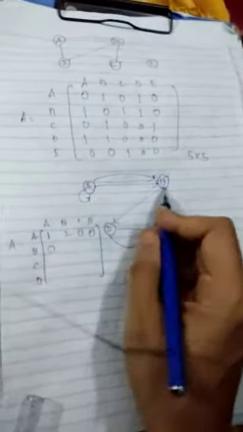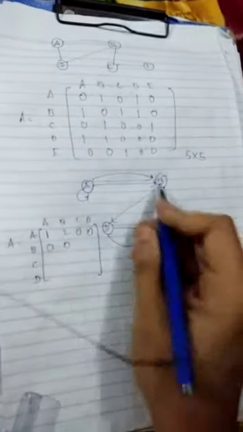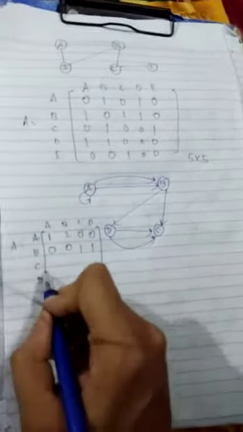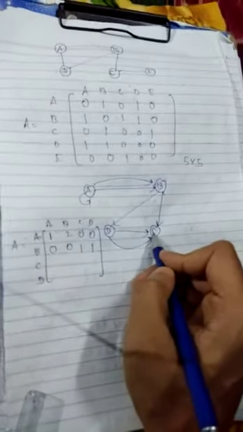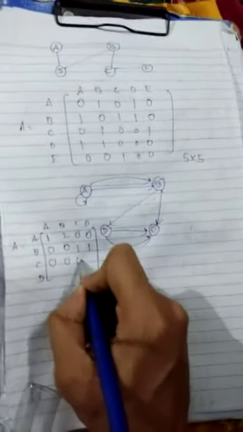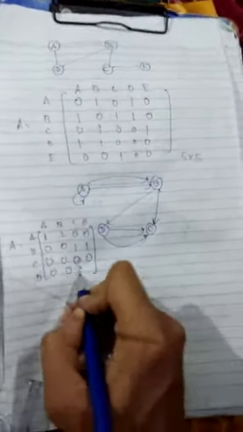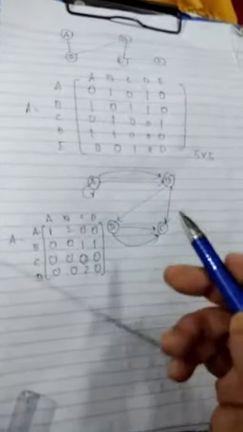B to B, no self edges are there, that is 0. Okay, B to C 1, B to D 1, then C to A, no edges are there, C to B also 0, C to C 0, C to D also 0. Then D to A 0, D to B 0, but D to C 1, 2, and D to D is 0. So this is your adjacency matrix of a multigraph. If a graph contains parallel edges, that means more than one edge from the same source and same destination.